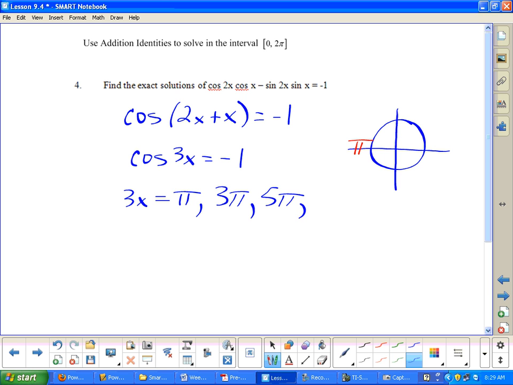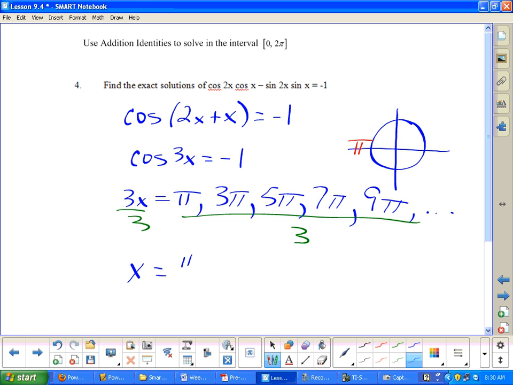Now, just for the heck of it, if I kept going around, I would end up with these numbers, the odd pies. So then if I start dividing them all by 3, then we would end up that x equals pi over 3, pi, 5 pi over 3, 7 pi over 3, 9 pi over 3, which is 3 pi, right? And so on.